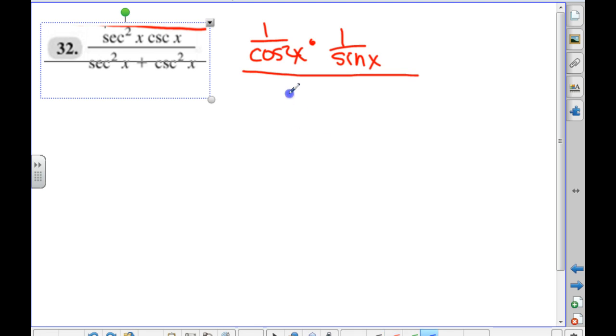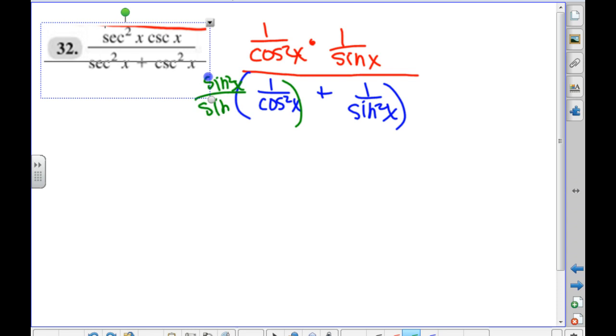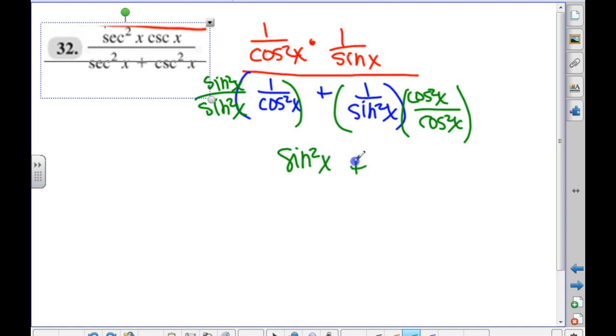All over 1 over cosine squared plus 1 over sine squared. Now, before we can do any flipping, it has to be one fraction, right? So this is not one fraction down here. The common denominator down there is going to become what? Cosine squared, sine squared. Okay, we're going to have to multiply this fraction by a sine squared over sine squared, and this fraction over here by a cosine squared over cosine squared, so that we have a sine squared times 1 plus a cosine squared times 1.